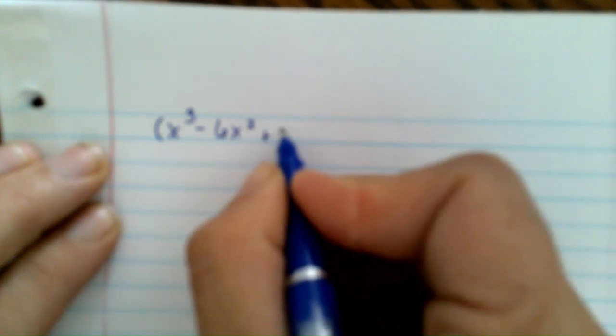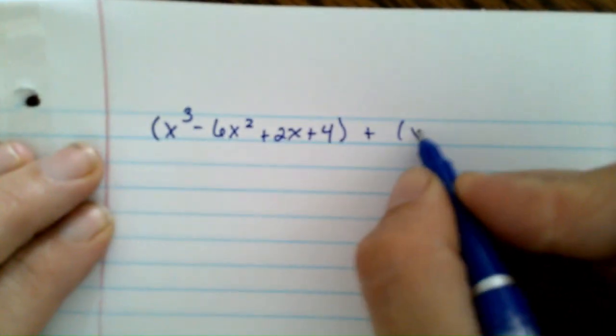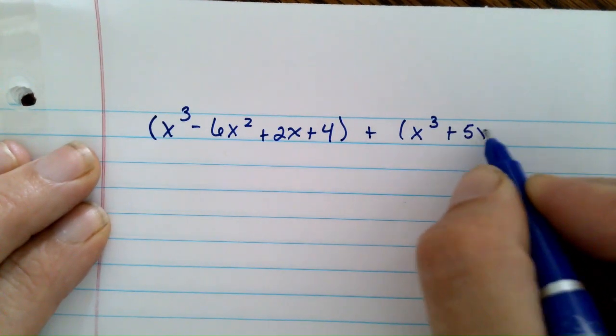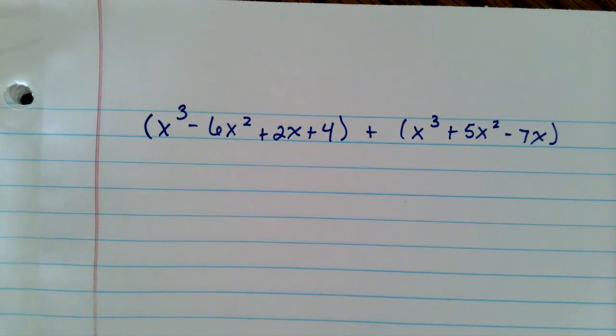So what's going to happen with these polynomials? Because poly means many. You're going to be asked to simplify. Okay, so you might see x cubed minus 6x squared plus 2x plus 4 plus x cubed plus 5x squared minus 7x. So in this case, the parentheses are just saying, hey, here's my first polynomial, here's my second polynomial, and we're going to go ahead and do the addition.